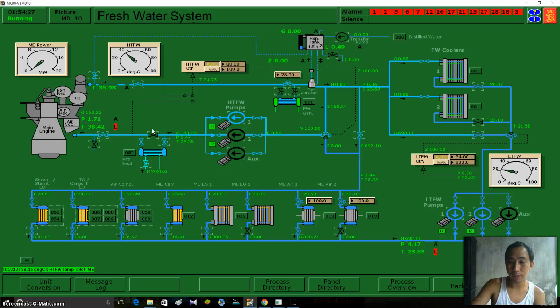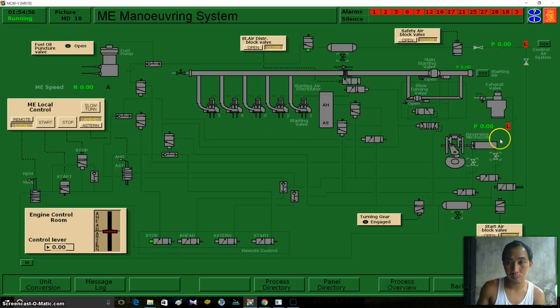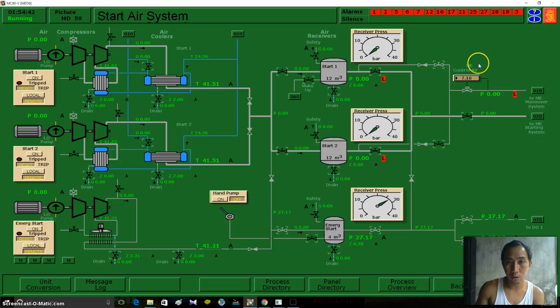Okay, we're going to check the other system. Process overview. We're going to check our maneuvering system. So we don't have starting air, so we're going to set our starting air. Okay, we're going to fill our air receivers.